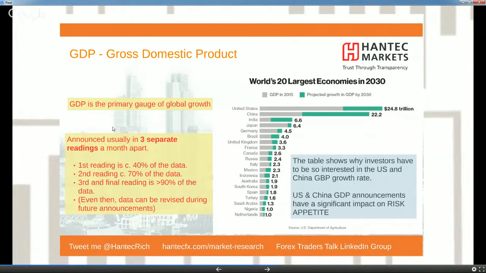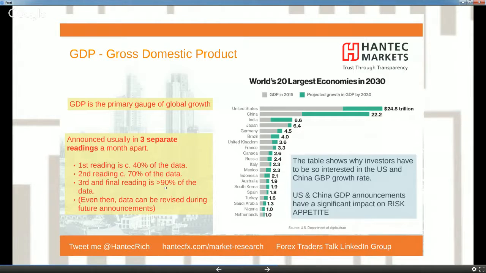Now, the first reading accounts for about 40% of the data, so less than half of the data is actually used in the calculation of the first reading of GDP. So it's subject to significant revisions a lot of the time. Second reading about 70%, and even the third reading doesn't take into account the whole amount of data. After that, when the next quarter is announced, you'll often see previous quarters being revised as they get the full gauge of how economic growth is performing.